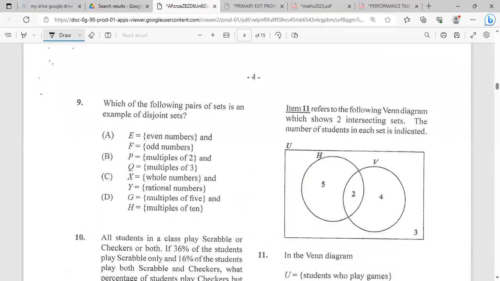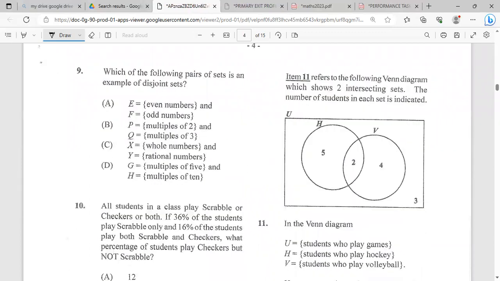Number 9 says, which of the following pairs of sets is an example of a disjoint set? Now, a disjoint set means there's no intersection. They are independent of each other, right? So even and odd, that would be a disjoint set. No even number can be an odd number, all right? Let's move on to number 10.